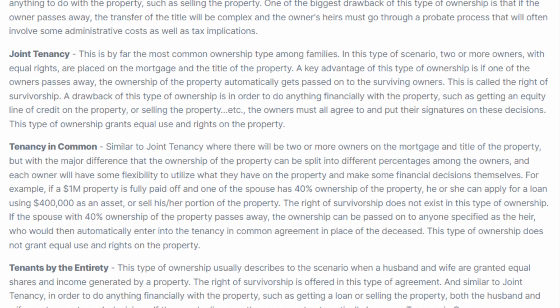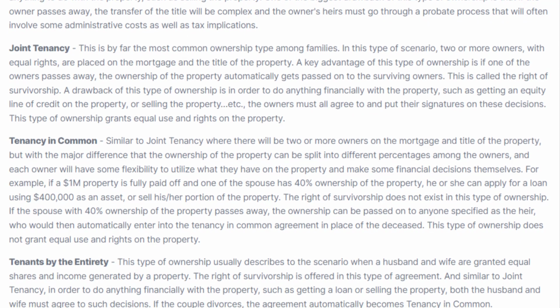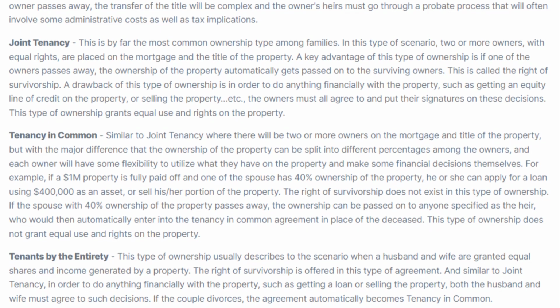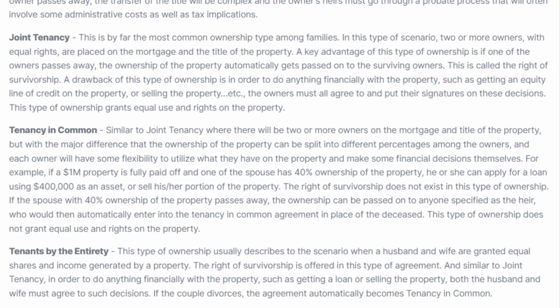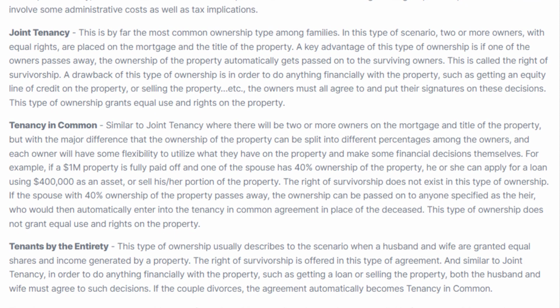For example, if a $1 million property is fully paid off and one of the spouses has 40% ownership of the property, he or she can apply for a loan using $400,000 as an asset, or sell his or her portion of the property. The right of survivorship does not exist in this type of ownership.